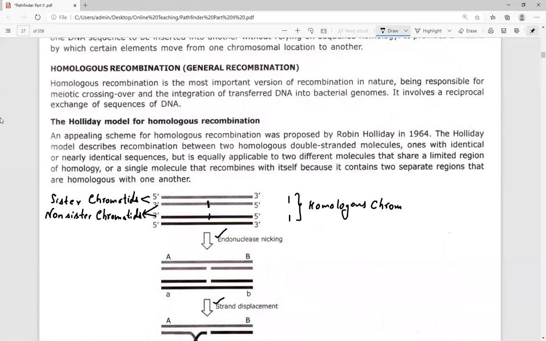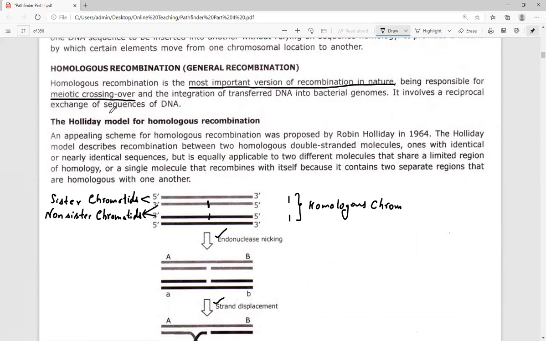So please look here. See, homologous recombination we are talking about. Homologous recombination is the most common version of recombination in nature. It is the most important version of how the process of recombination takes place in nature. It is responsible for meiotic crossing over. That means the exchange of DNA fragments can take place between the homologous chromosomes during meiosis. Then it is referred to as homologous recombination.